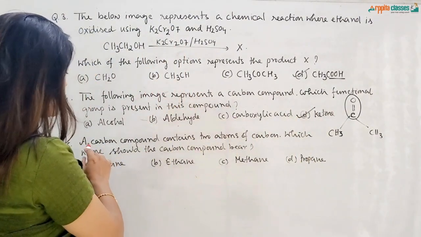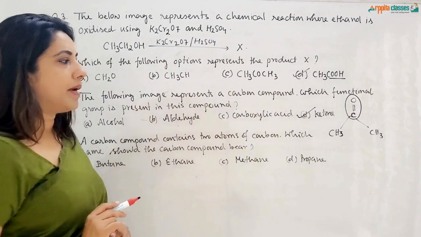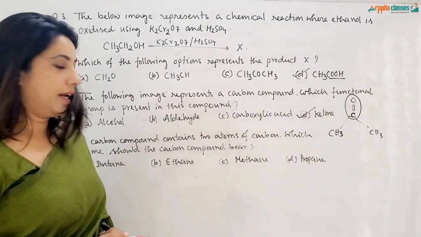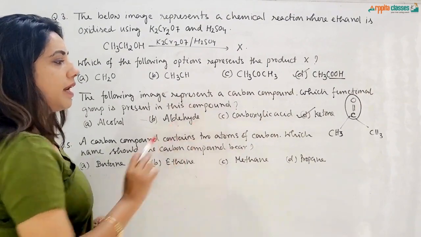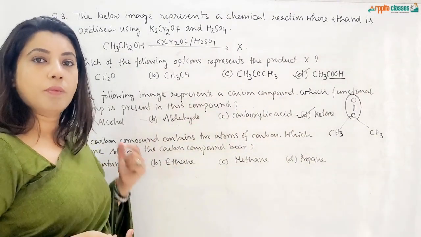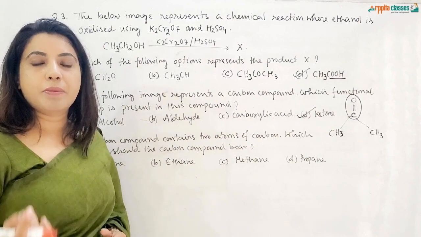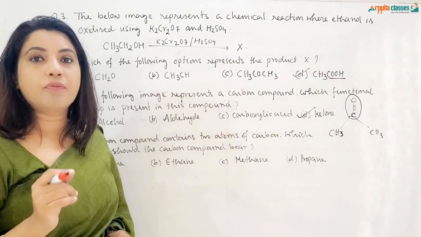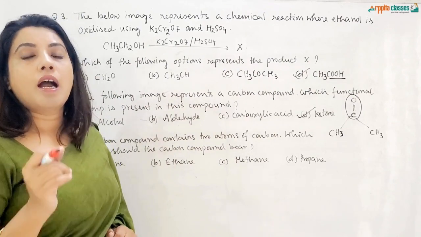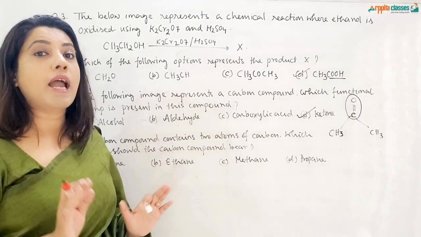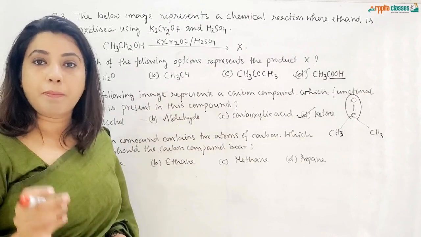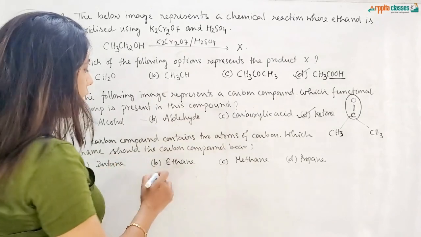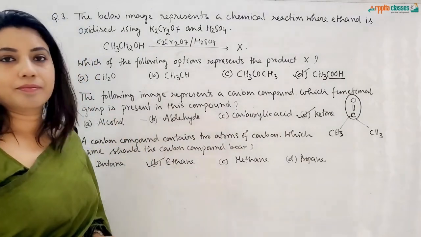Question number 5 says, a carbon compound contains 2 atoms of carbon. Which name should the carbon compound bear? That is butane, ethane, methane and propane. So 2 carbon atoms means it should be ethane. 1 carbon atom is methane, 2 carbon atoms is ethane, 3 is propane, 4 is butane, 5 is pentane, 6 is hexane. I am talking about the alkane series, okay. 7 is heptane, 8 is octane, 9 is nonane and 10 is decane. So 2 carbon atoms means it is ethane.